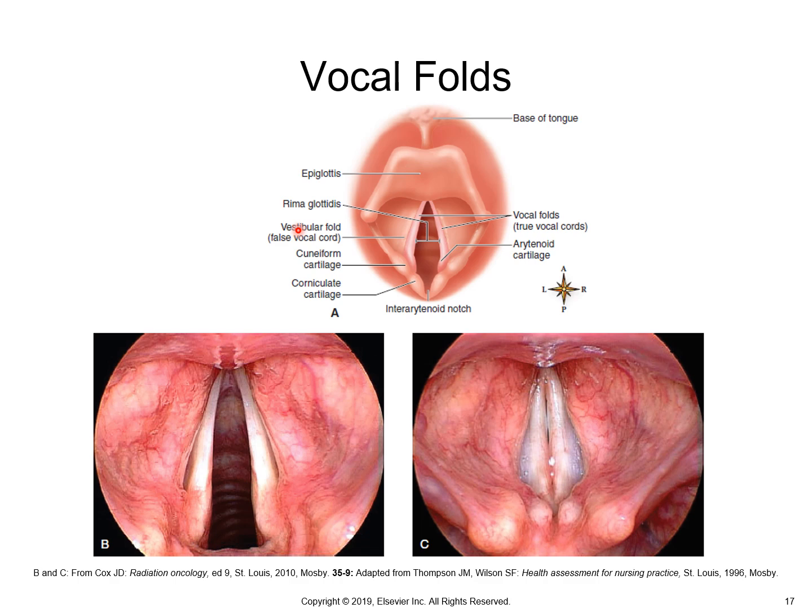All right, then we have the cuneiform and the corniculate cartilages. Those are cartilages that help provide structural support for the larynx, and they also help the vocal fold move as well. And then you have the arytenoid cartilage, which controls the movement of the vocal cords. It allows them to open, it allows them to close, and it also allows for the tension to be adjusted for sound production. That's it for that photo.